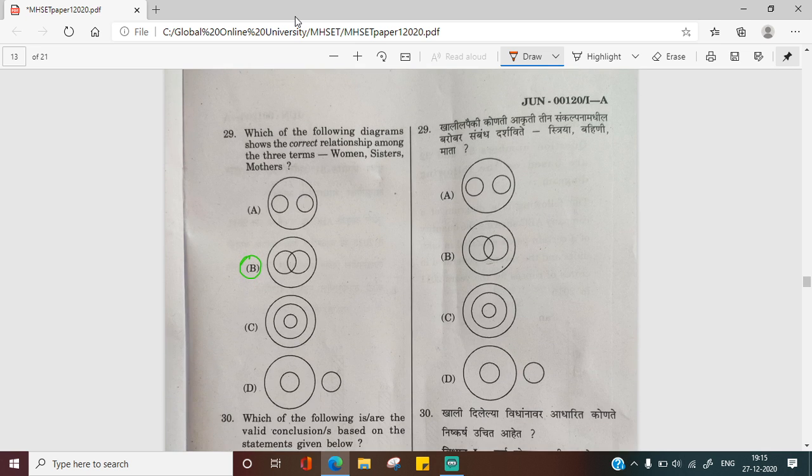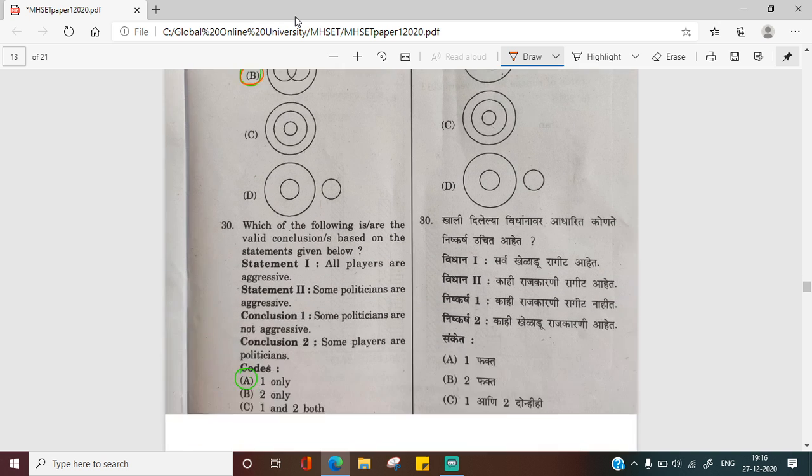Which of the following diagrams shows the correct relationship between these three terms: women, sisters and mother? The right answer is option B. Why? Because a sister is going to be a woman and a mother is also a woman. So this is the big circle for woman. But some sisters can also be mothers, and some mothers can also be sisters. So this is going to overlap. Hence the answer comes as B.